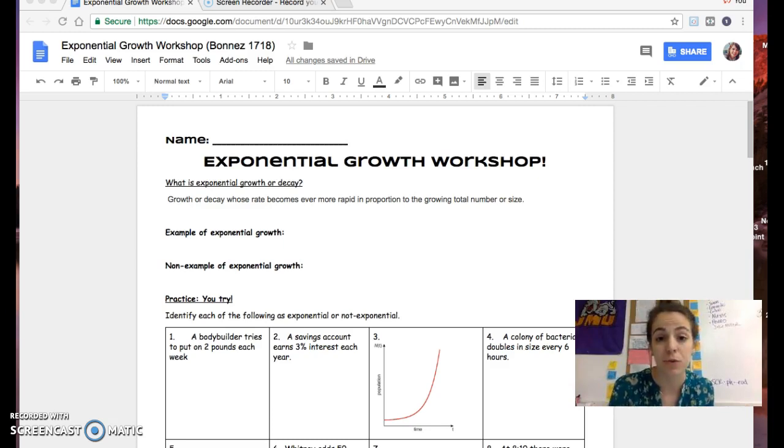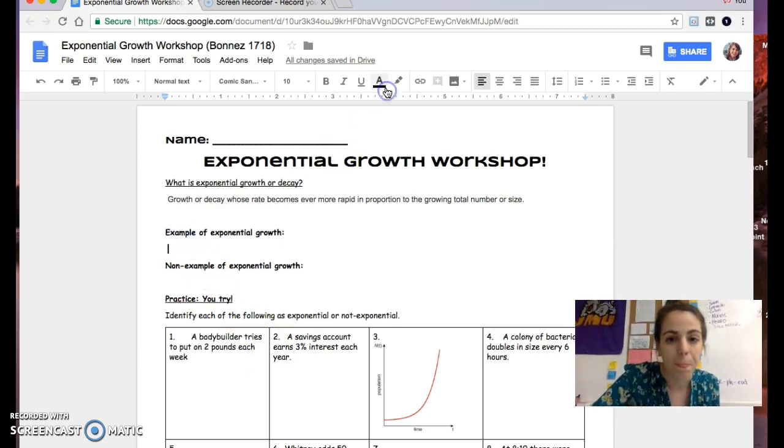So remember, exponential growth or exponential decay is when the rate is becoming more rapid in proportion to the growing total number or size. So as x increases, y is either decreasing rapidly in proportion or it's increasing rapidly. Let me give you an example of exponential growth. Imagine, and then you can also write this on your packet.